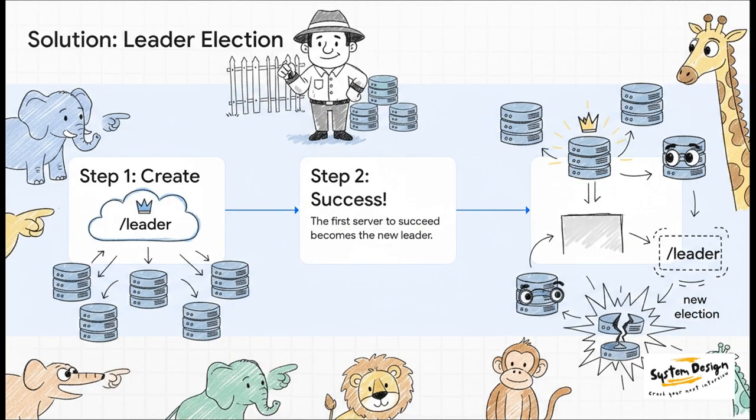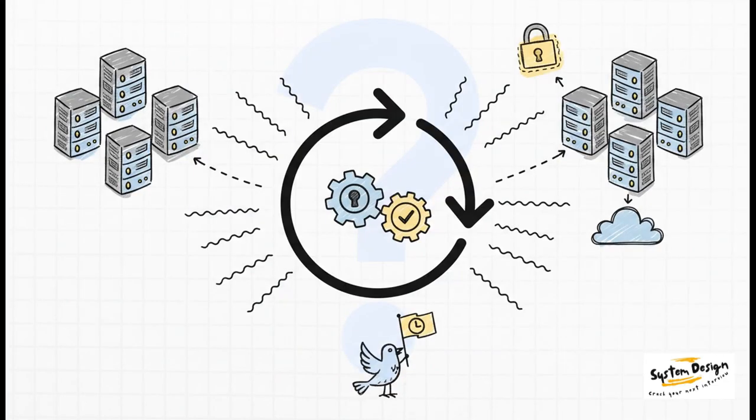That /leader Z node poofs out of existence, and that instantly triggers all the waiting servers to try the race again. A new election just happens all on its own. Okay, on to the next puzzle.